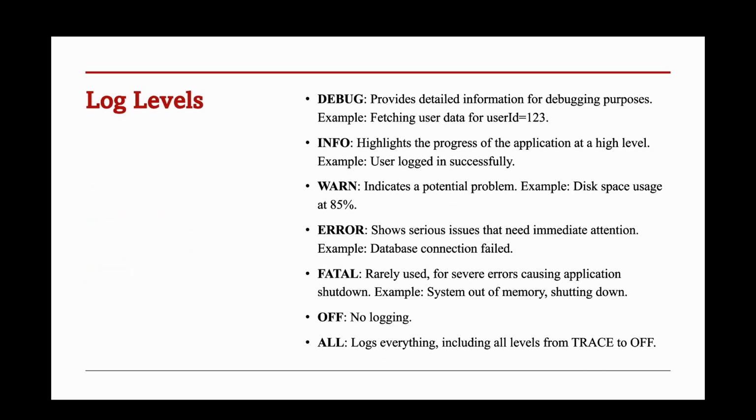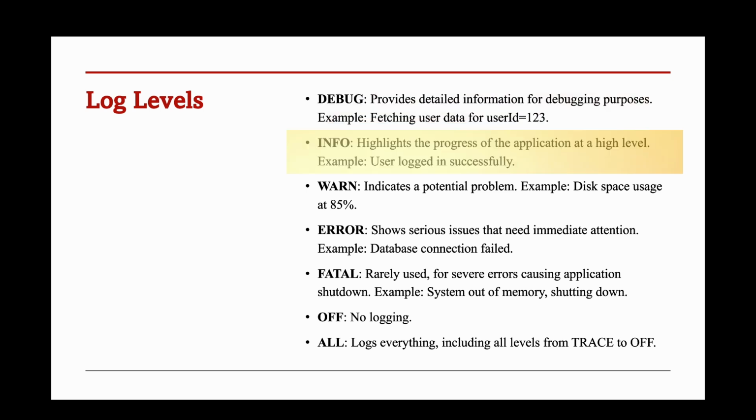Now, let's talk about log levels in Log4j2 and how they help manage the kind of information you log. Each level gives you a different level of detail. First, we have debug. This is perfect for when you're troubleshooting. You want to see all the detailed logs to understand what's happening behind the scenes. For example, when fetching user data for a particular user ID like user ID equals 123, you'd use debug to see that detail.